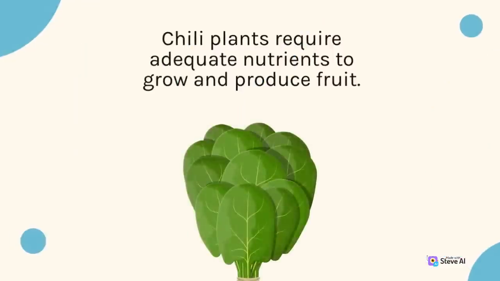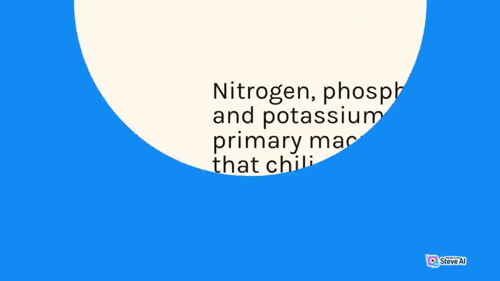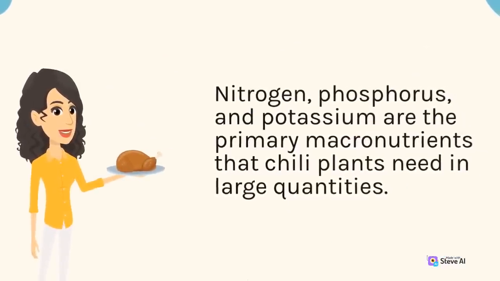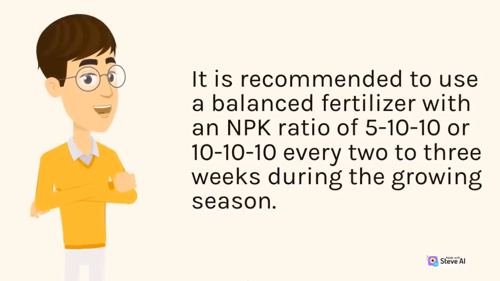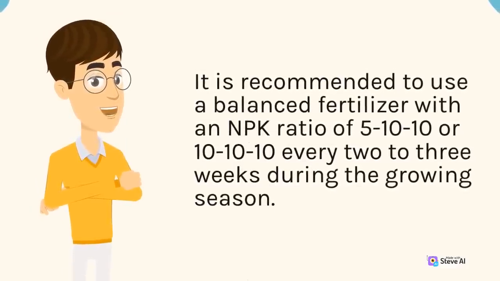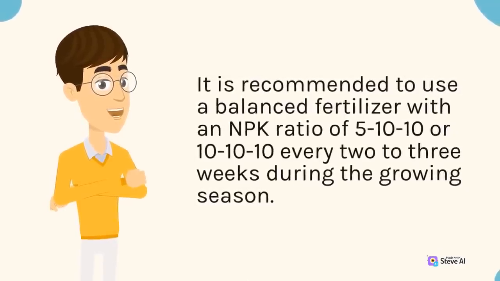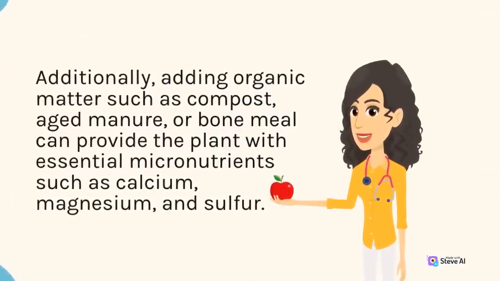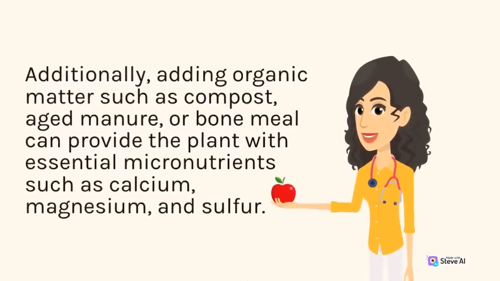Chili plants require adequate nutrients to grow and produce fruit. Nitrogen, phosphorus, and potassium are the primary macronutrients that chili plants need in large quantities. It is recommended to use a balanced fertilizer with an NPK ratio of 5-10-10 or 10-10-10 every 2 to 3 weeks during the growing season. Additionally, adding organic matter such as compost, aged manure, or bone meal can provide the plant with essential micronutrients such as calcium, magnesium, and sulfur.